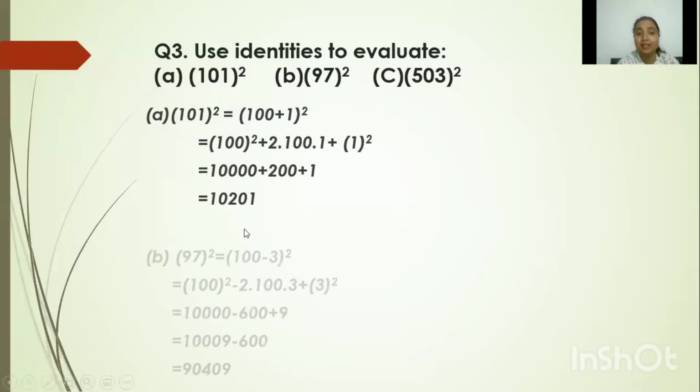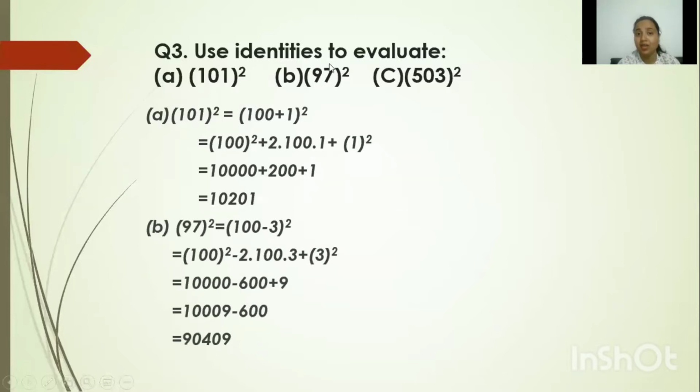Let's see. Now look at this, 97. You know how easily I can write 100 minus 3. So (100 minus 3) whole square. And I can easily utilize the (a minus b) whole square identity to open it. You know, a square minus 2ab plus b square. And just simply you can open it and you can find, okay, this is the answer. See, just pay attention here. I just added 10,000 plus 9 and minus 600 and you get the answer. Isn't it easy?